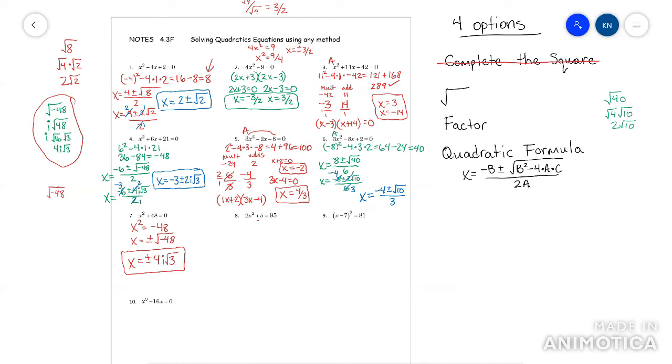So I would start out by subtracting 5. So now I would have 2x squared equals 90. I would then divide by 2, so I'd get x squared equals 45. Then I would root it, x equals plus minus root 45. Root 45 breaks down. That's 9 times 5, so it's root 9 times root 5, which is 3 root 5. So my answer here would be x equals plus minus 3 root 5.